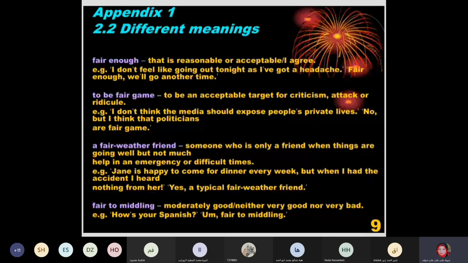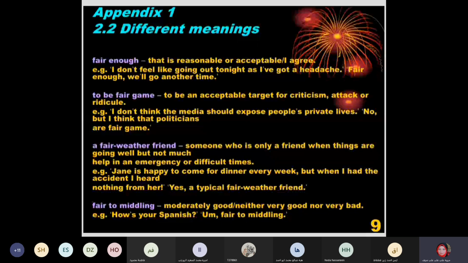Okay, how is your Spanish? Fair to middling. How is the cake that I've made you? Fair to middling. How is my hair? How do I look? How is my new look? Fair to middling. Okay, is that clear? Okay, I will ask you one question now. All right. Thank you very much.